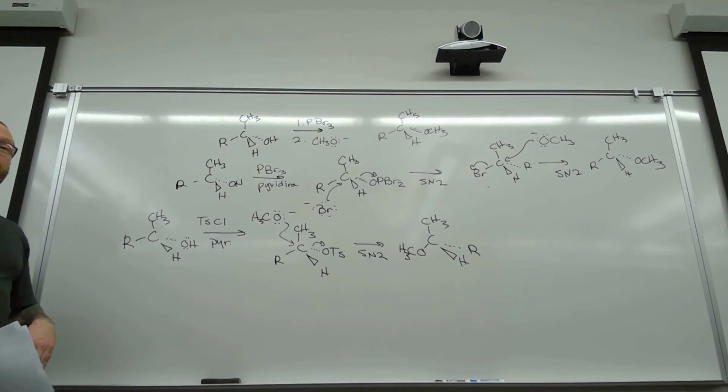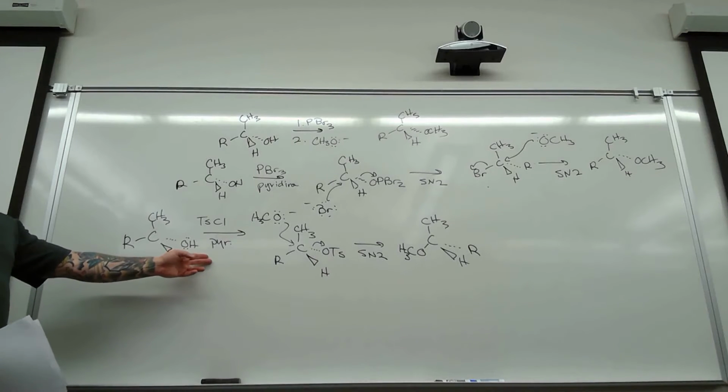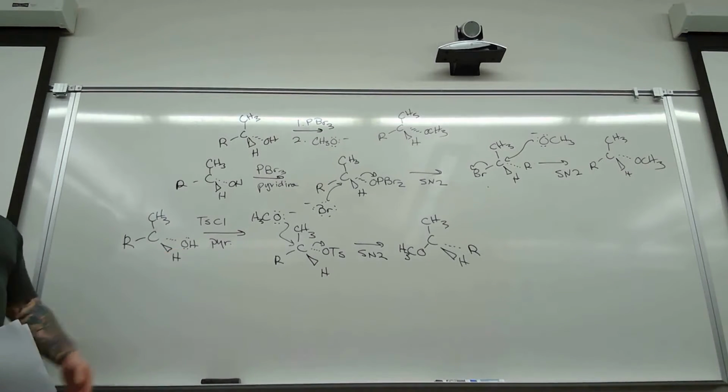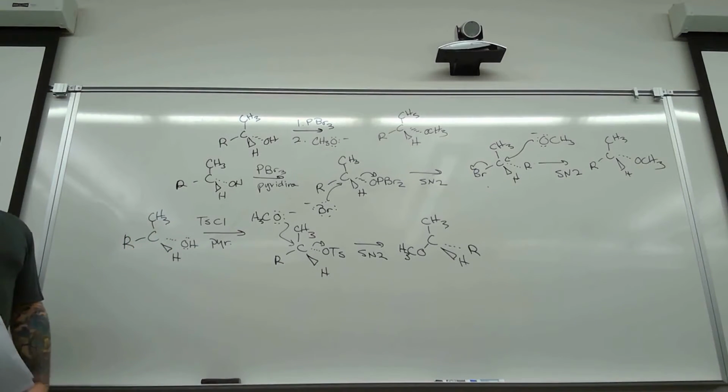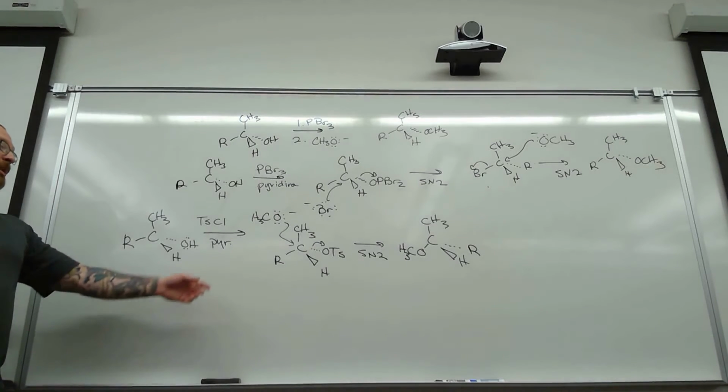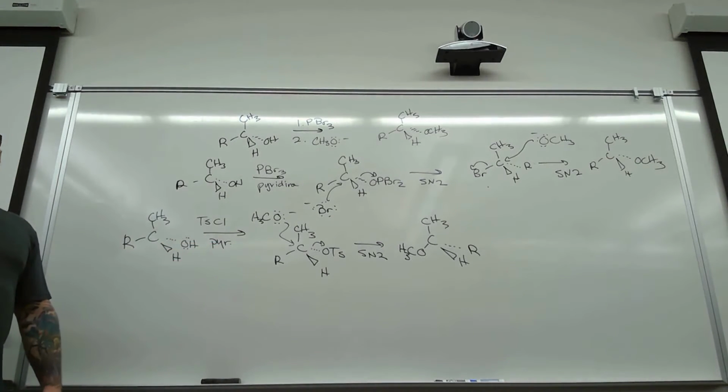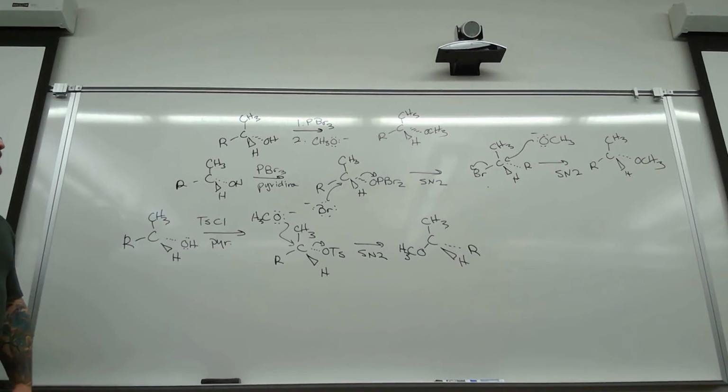Or, if we want to invert a stereocenter, we can use the tosylation. And if it's not attached to a stereocenter, then you can use either. I'd probably use this one because it's a better leaving group and it's really easy to do. Actually, I'd probably use whatever I had handy on the shelf, because they're both good approaches if you don't have to control your stereocenter.